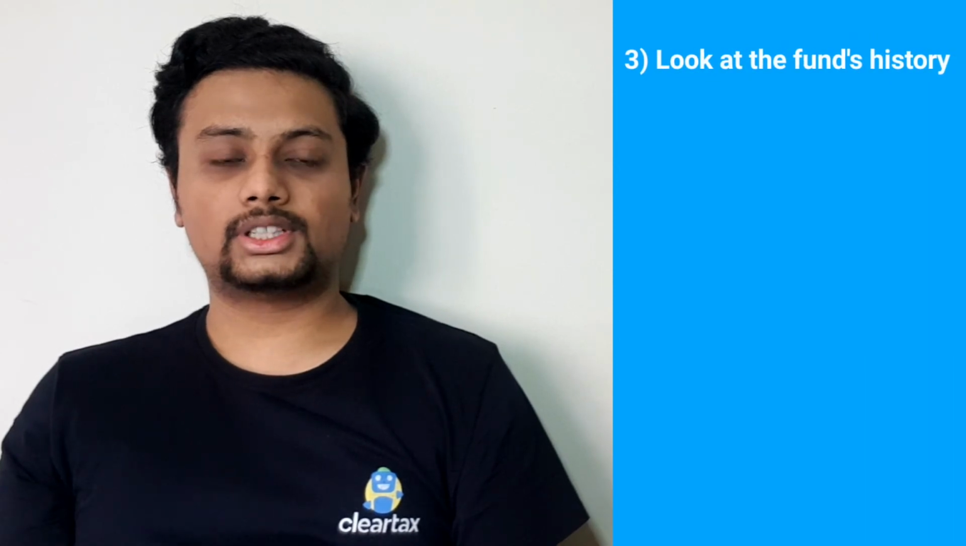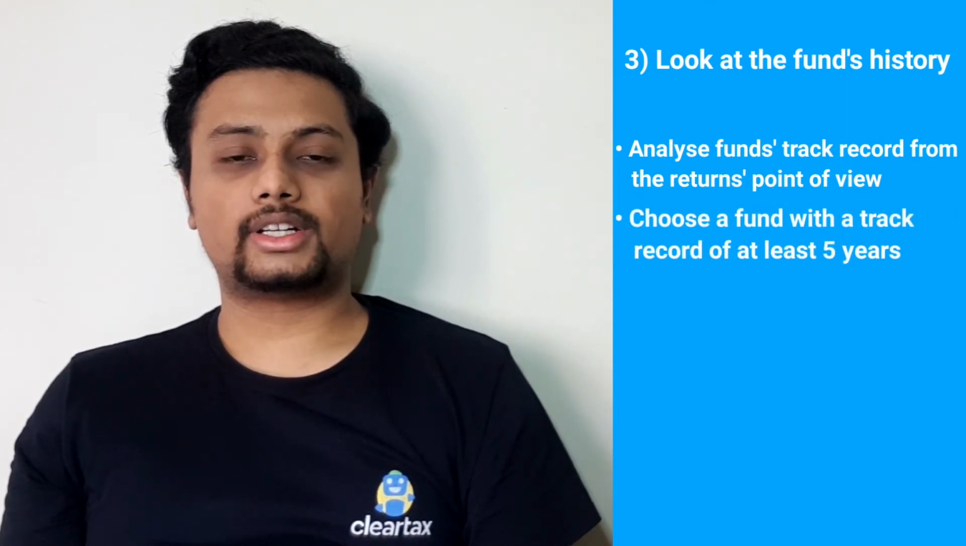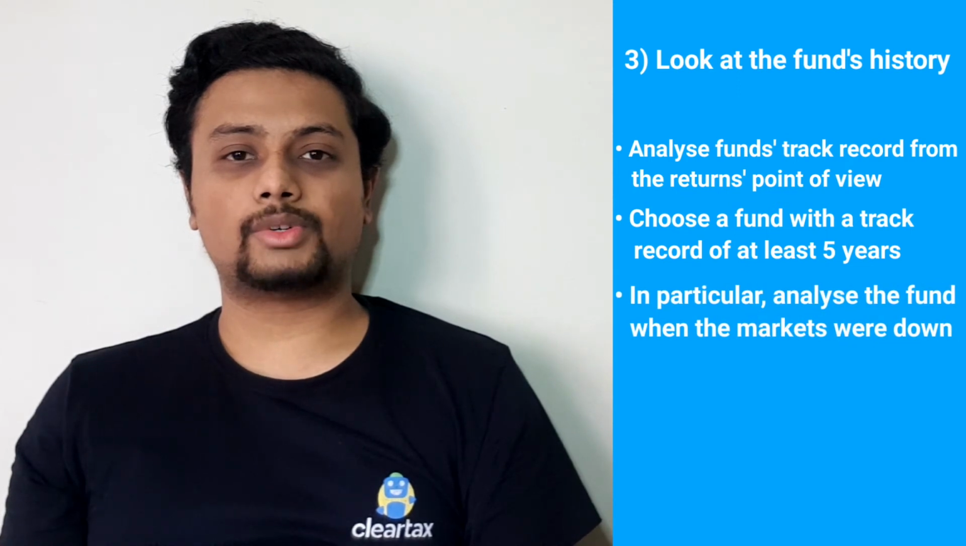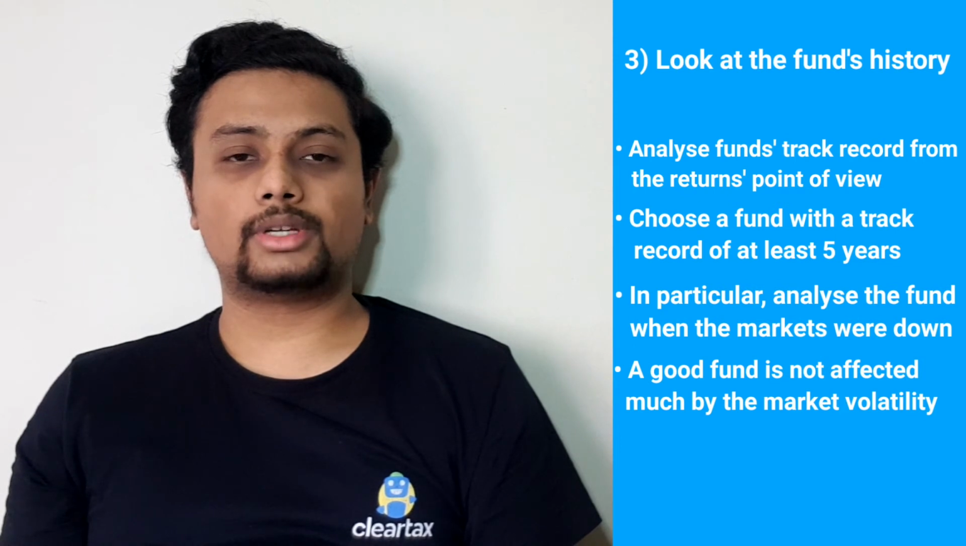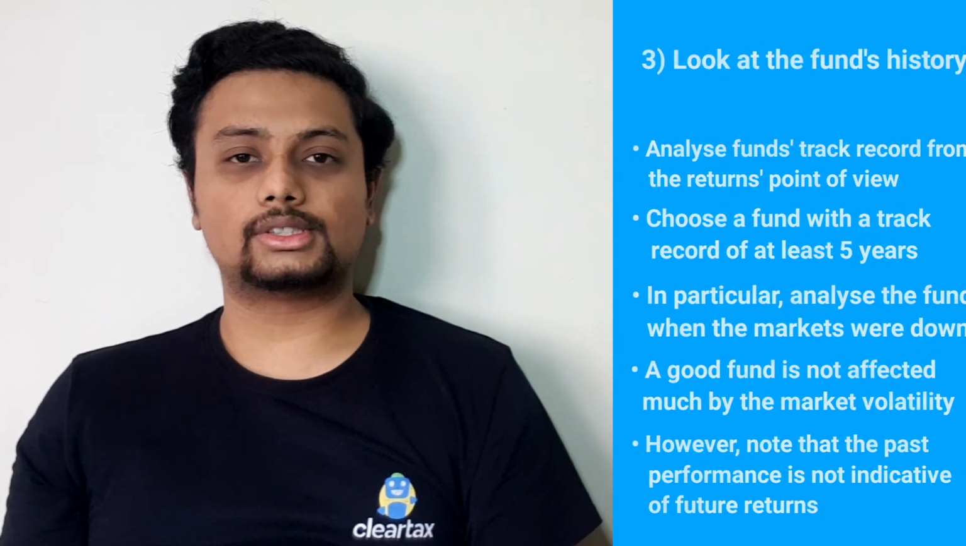Step 3. Look at the fund's history. You have to analyze the track record of the fund from the returns point of view. You should invest in a fund which has a track record of at least 5 years so that you get enough data to analyze its performance over the last 3 and 5 years. In particular, you have to analyze the fund's performance when the markets were gripped by a bearish trend. A top performing fund is not affected much by the market movements. Also, it is worthwhile noting that the past performance is not indicative of future returns.